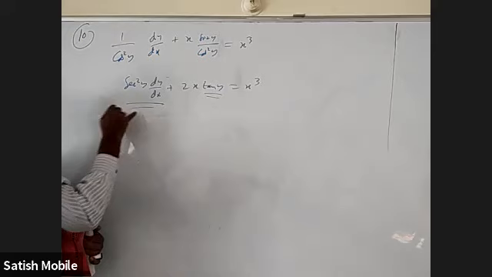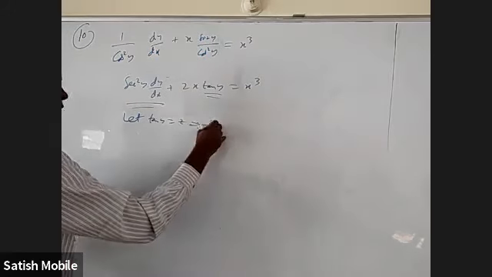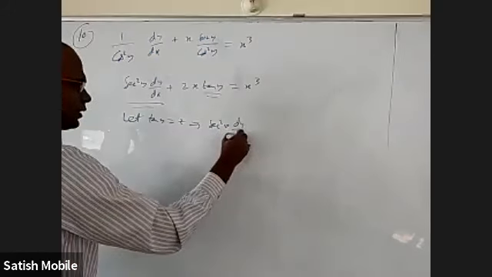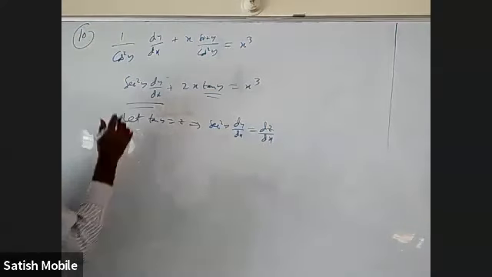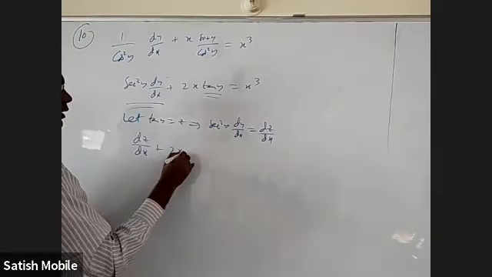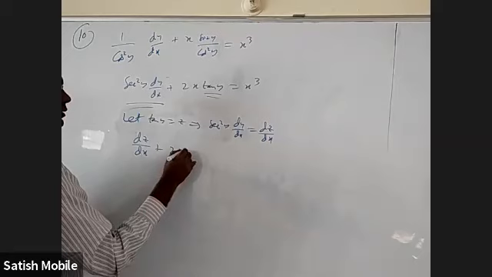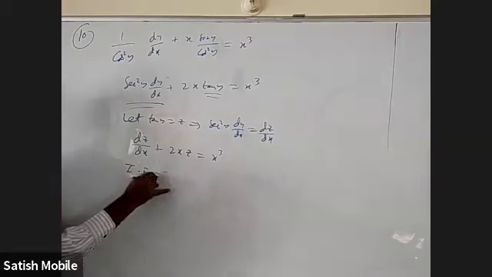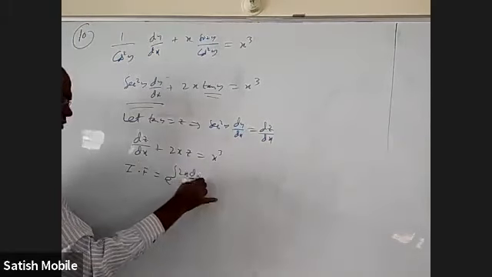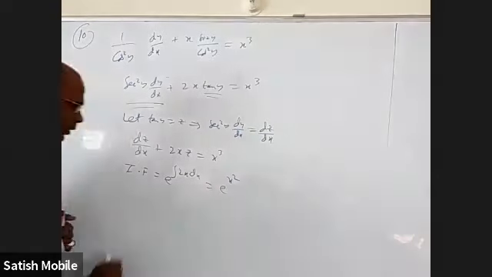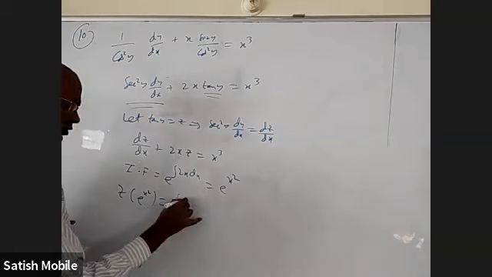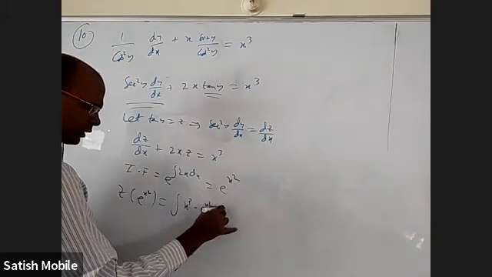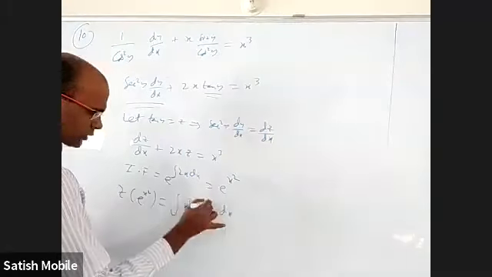So let tan y equal to z, which means secant square y dy by dx is equal to dz by dx. So this is going to be dz by dx plus 2x z is equal to x cube. Integration factor is e power integral 2x dx, which is e power x square. Now z into e power x square is equal to integral x cube into e power x square dx.